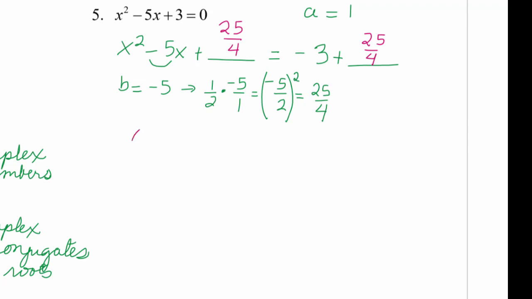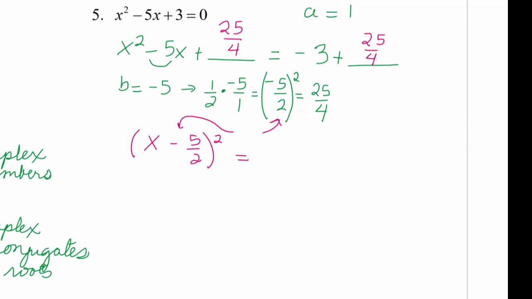So to factor the perfect square trinomial on the left, if you recall from our previous work on completing the square, this guy that you squared, that's what goes here. x minus 5/2 squared. Okay.